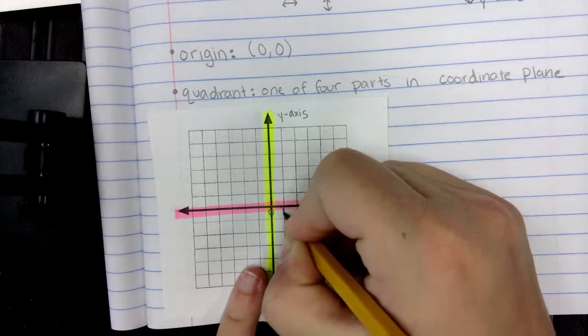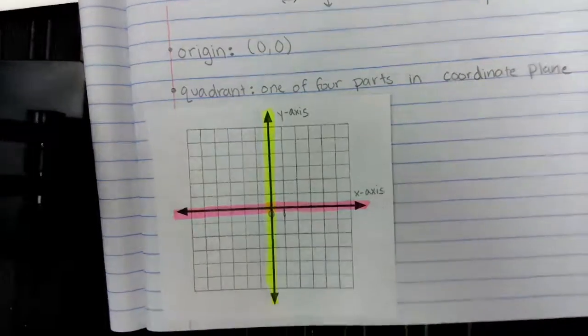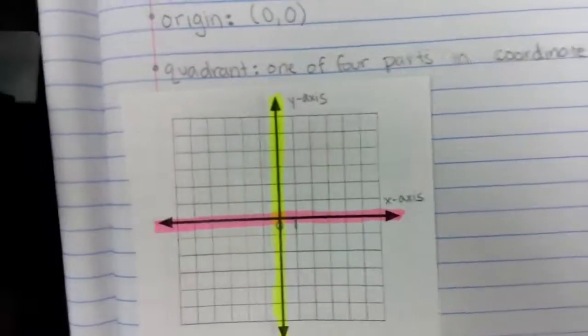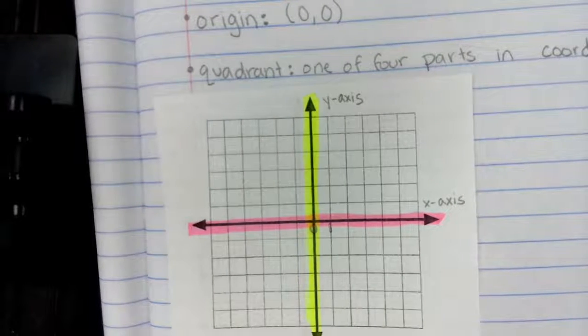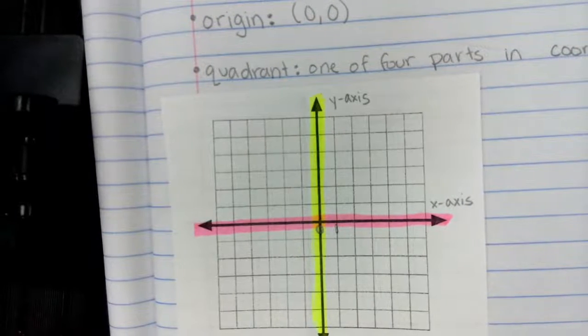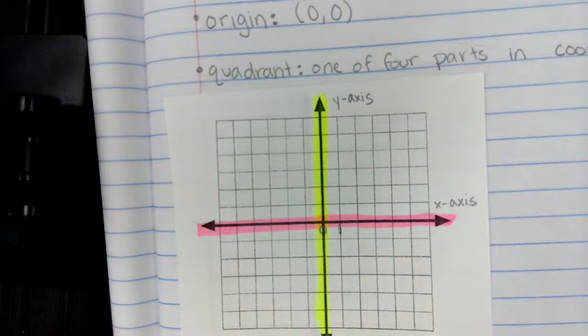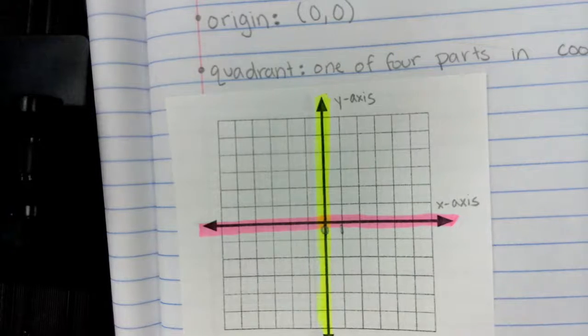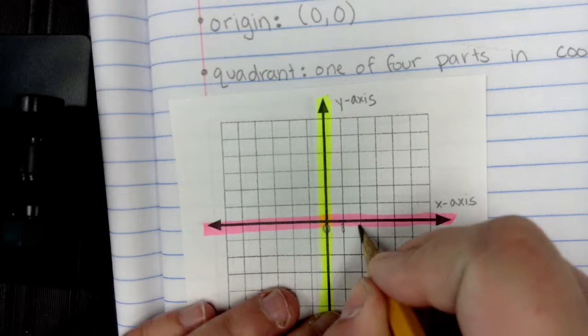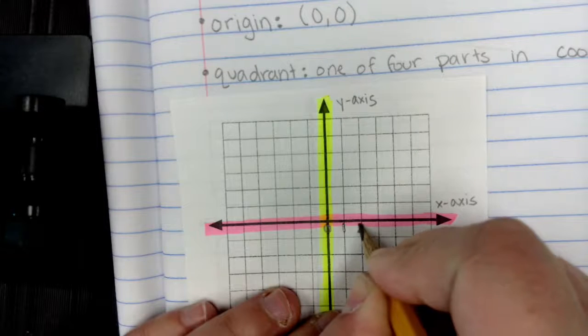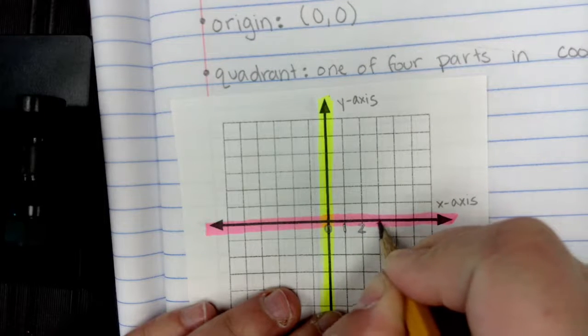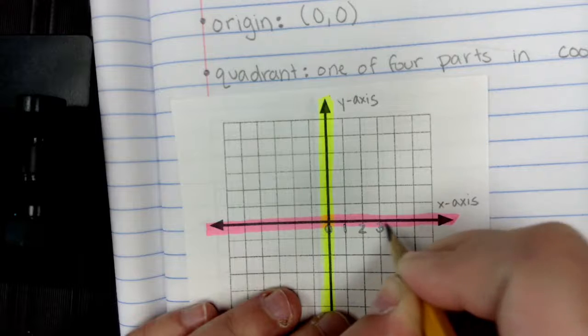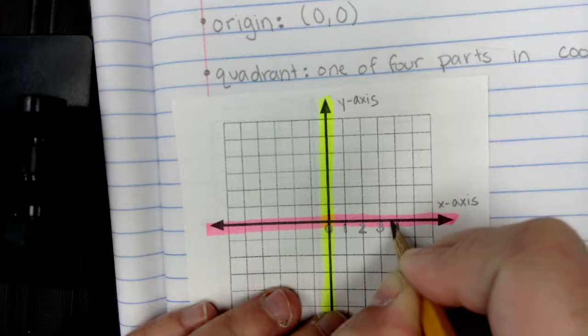You need to make it nice and dark so you can see it. And then the next line is 2. So when we label these, we are labeling the lines. And then you can keep going all the way up to 6.